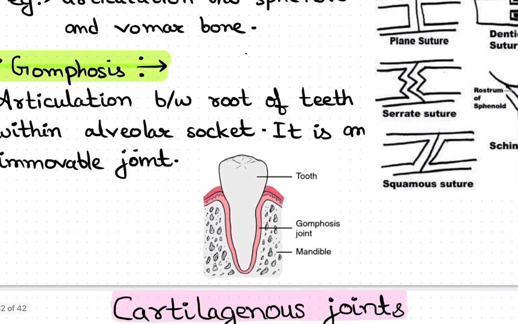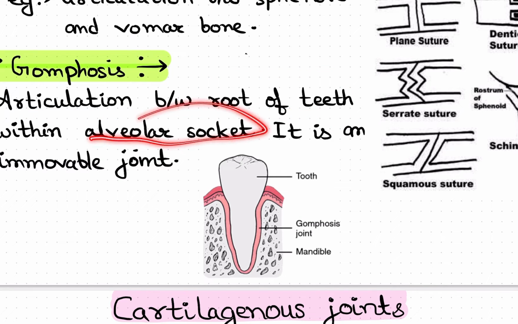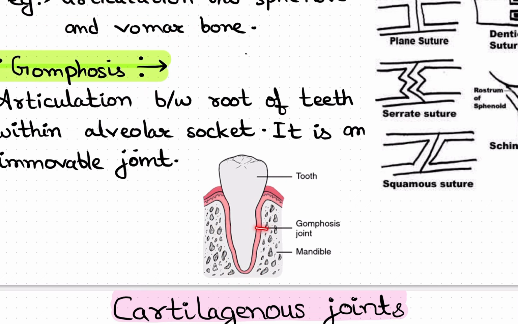Now let us have a look at gomphosis. In gomphosis, there is an articulation between the root of the tooth and the alveolar socket. This is our alveolar socket, this is our tooth. So this fibrous joint between the tooth and the alveolar socket is known as gomphosis. So this is also a fibrous joint and it is an immovable joint. This is gomphosis. Okay.